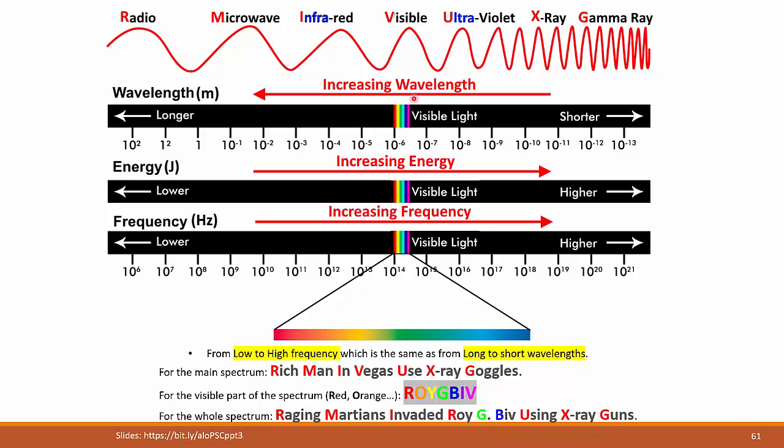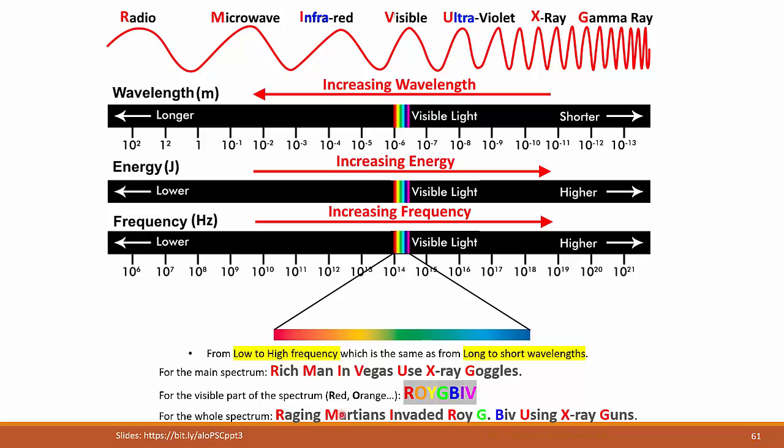Now, for the visible portion of the light, the colors that we see, we can use this mnemonic here, Roy G. Biv. R for red, O for orange, Y for yellow, G for green, B for blue, indigo, and violet. Now we have this other alternative if you'd like to mix them up.